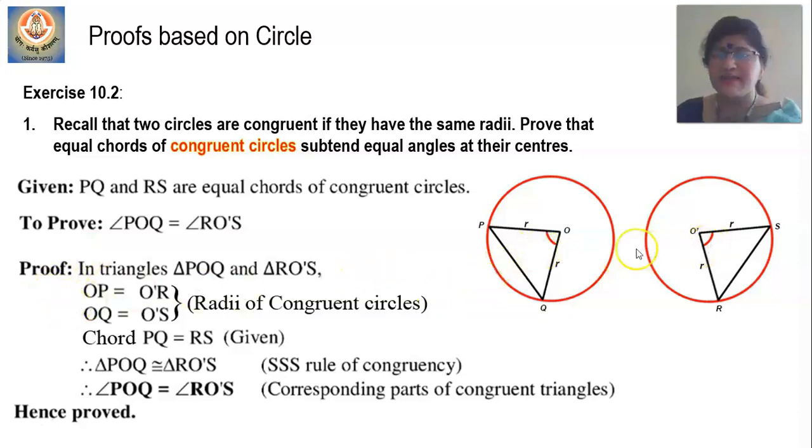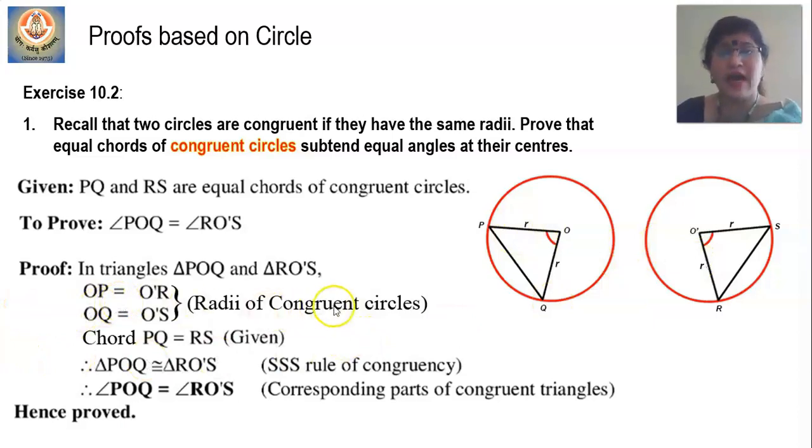Now proof. Take these two triangles, okay? This angle that I have shown, you need not mention it now. This is something that you need to prove, okay? So do not put any indication on the triangle. You start off with the radii being equal. So this side PO is congruent to O dash R because they are the radii of congruent circles. So that is mentioned out here.